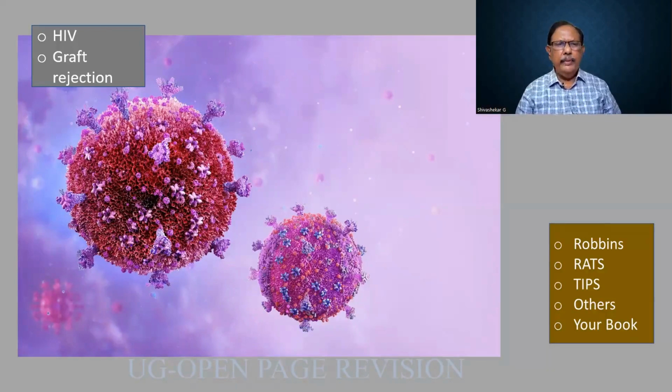The routes of spread: commonly, it is a hematogenous spread. It can occur through pregnancy and sexual intercourse. These are all the routes. Accidental spread, particularly iatrogenic, in doctors and nurses, has been common.